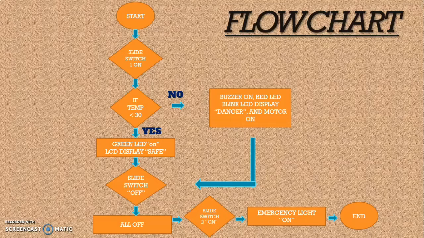When the temperature is below 30, the green LED will light up and the LCD will show safe. Okay, when we turn off switch 1, all of the components are off. When we turn on slide switch 2, the emergency light is on. That emergency light indicates that the situation in the system is safe. Okay, that's all for the flow chart.